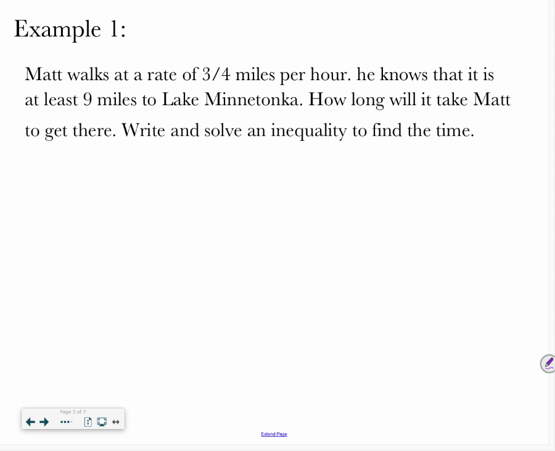So we have our rate of 3/4 miles per hour. We know that it's at least 9 miles. So it could be equal to that 9 or it could be greater than that 9. And we want to know how long it will take Matt to get there. So I know I'm going to multiply my rate and my time. So 3/4 times t. And that has to be greater than or equal to 9 miles.